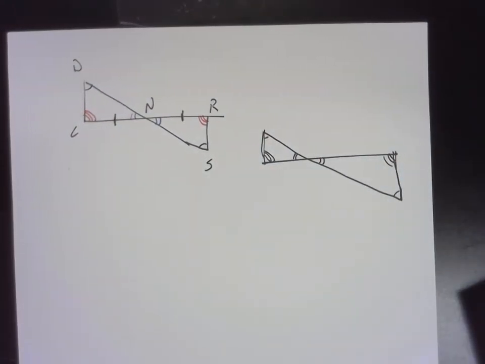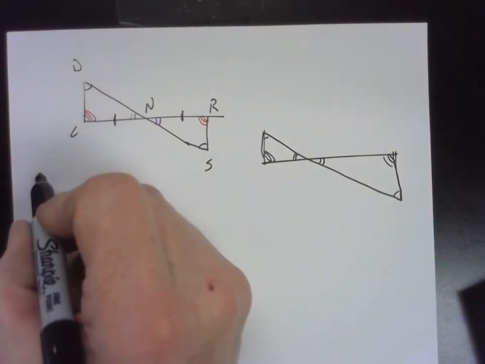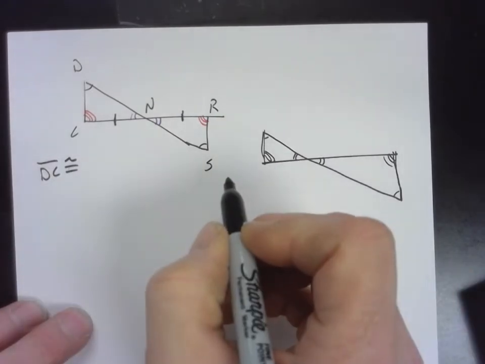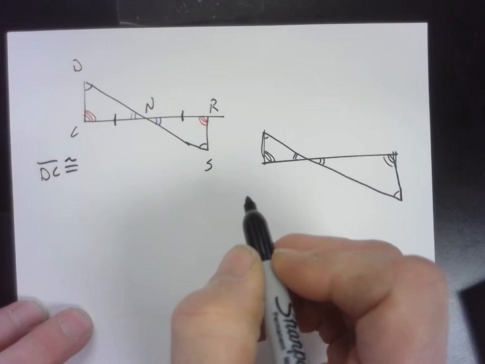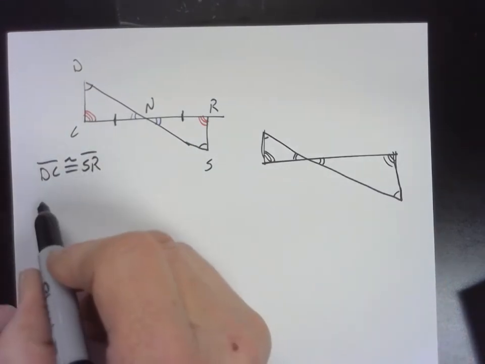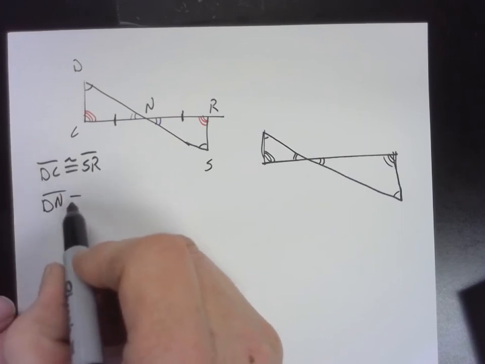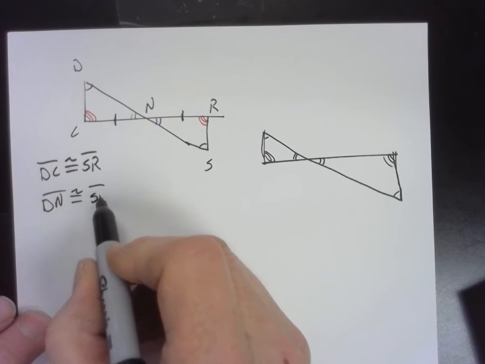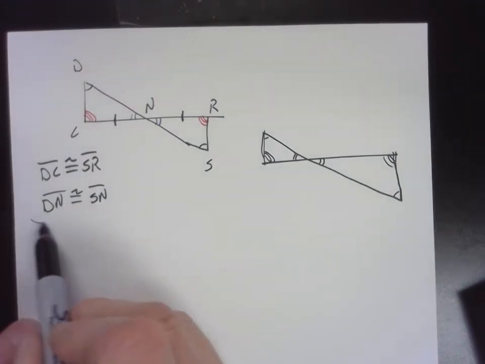So notice question number 5. What's the question? What additional information? We need to know that DC is congruent to SR, and we need to know that DN is congruent to SN. That's the additional information we need.